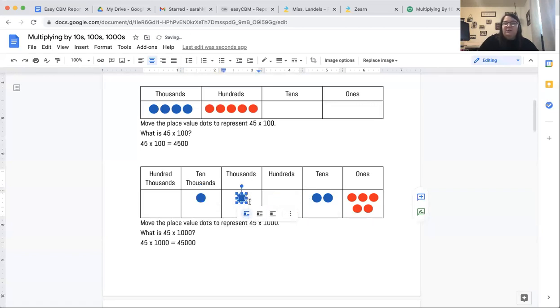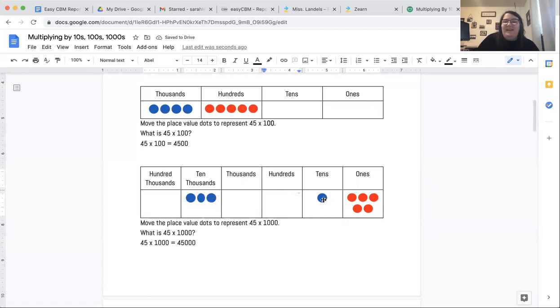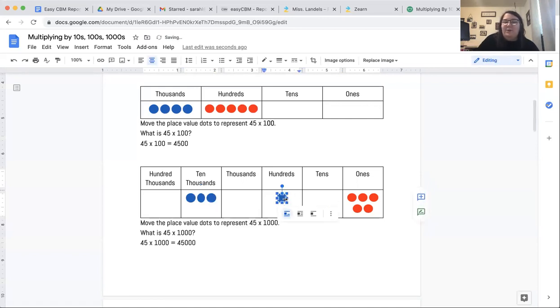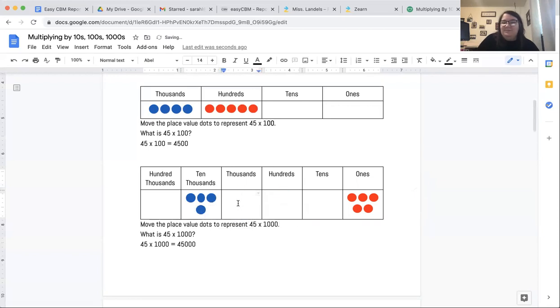1, 2, 3 spaces over. 1, 2, if it wants to move with me, 2, 3 spaces over. Come on, little guy. There we go. And then I'm going to move my last one. 1, 2, 3 spaces over.